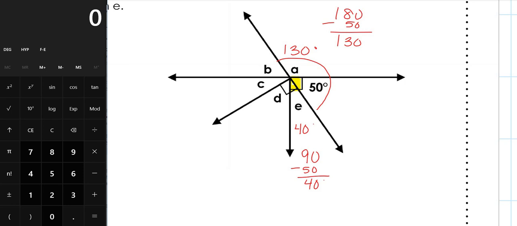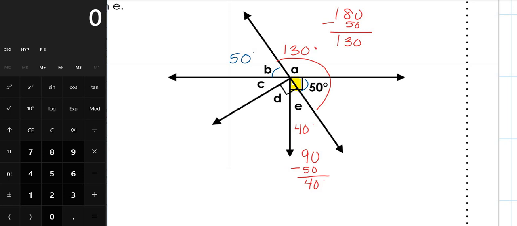I also see some vertical angles. So I see that this 50 degrees is vertical to angle B. If I have vertical angles, then those are congruent. So I'm going to put in 50 degrees for angle B.